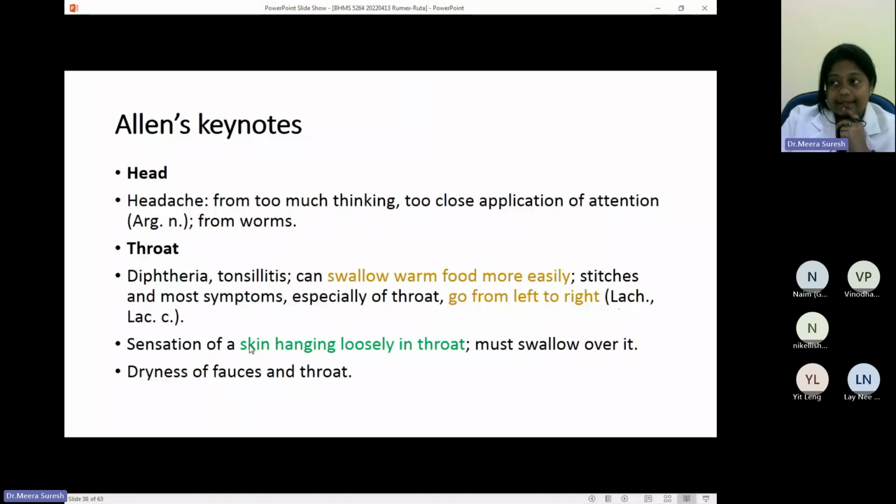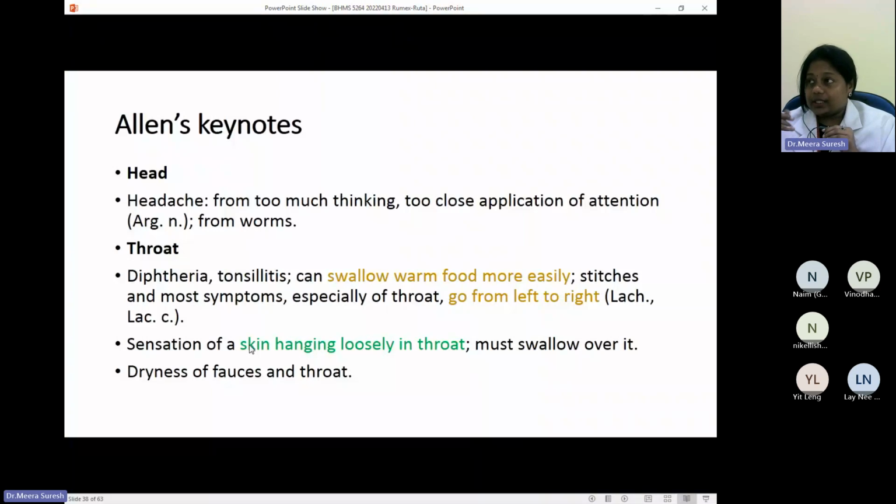Anyone remember what about Lachesis? Okay, always remember, they're aggravated by swallowing liquids, right? So that is one aggravated by liquid, and also here we can connect in another way, Farah. This one, Sabadilla, they can swallow warm food. Even Lachesis also, they can swallow the solid material very easily.